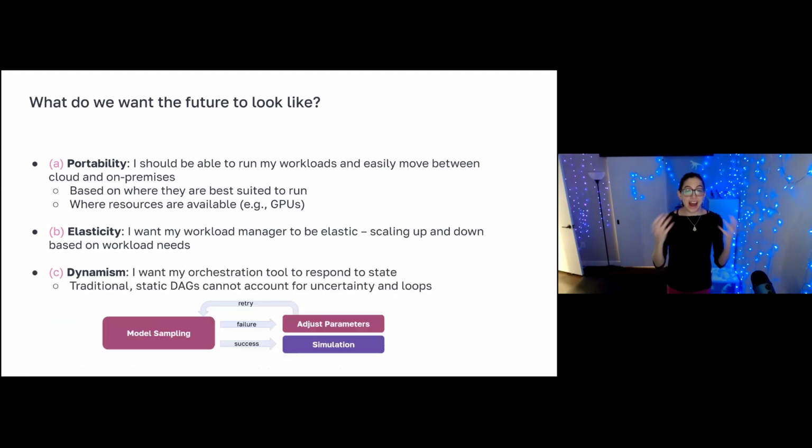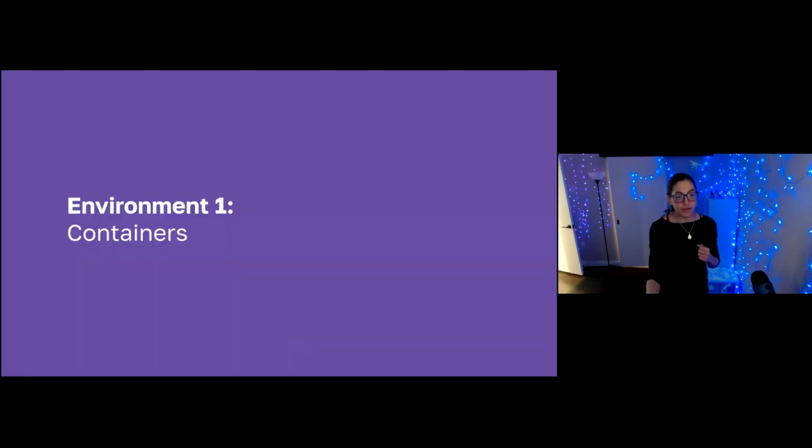The final thing is dynamism. You want your orchestration tool to respond to state. So when you have a traditional DAG, a directed acyclic graph, which is the most common representation of a workflow, you cannot account for uncertainty and loops. So for example, let's say you're sampling from a model and it fails, which happens quite a bit. You would ideally like to adjust the parameters and keep trying until you get that correct sample that can move on to the simulation. And so this is a design that looks more like a state machine, something that we're going to be talking about.